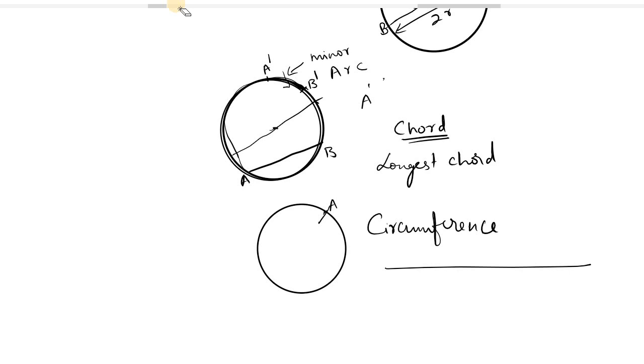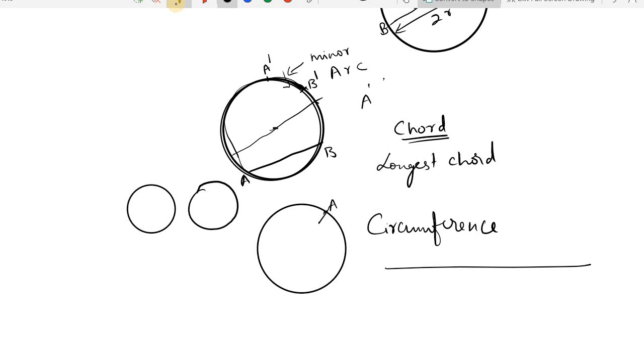The next term that I want to talk about is congruent circles. What are congruent circles? If I have one circle and another circle, and if I were to take these two circles and place them one on top of the other, it will exactly coincide. That means the radius of this would be equal to the radius of the second one. Then they would be called congruent. So these are congruent circles.